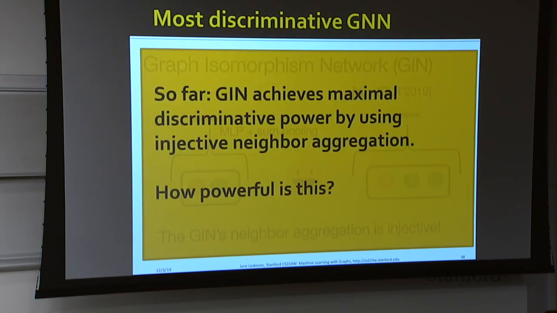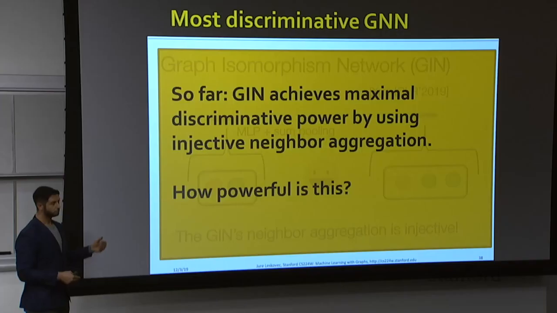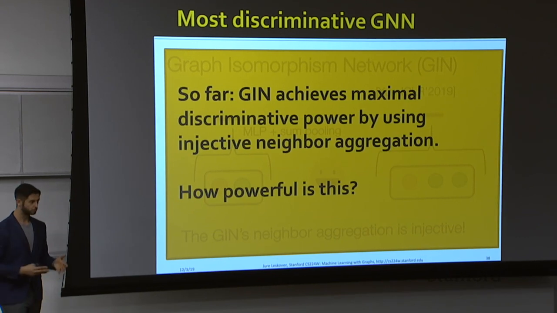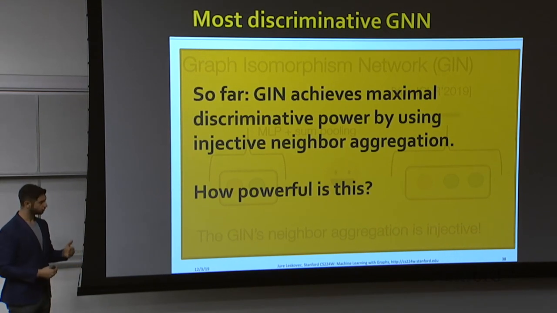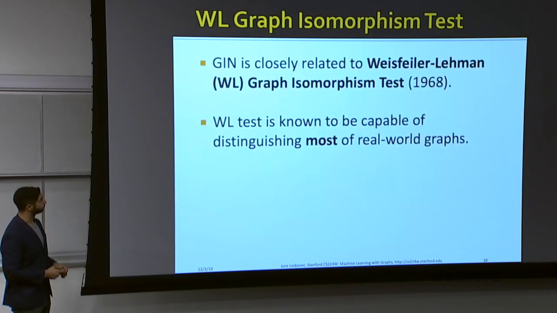So what we've seen is that GEAN allows us to achieve maximal discriminative power by using this injective neighbor aggregation, but how powerful is this? I'm going to be showing you some experiments, and also a mapping to a graph isomorphism test to convince you that this is much more powerful than what we were talking about before.